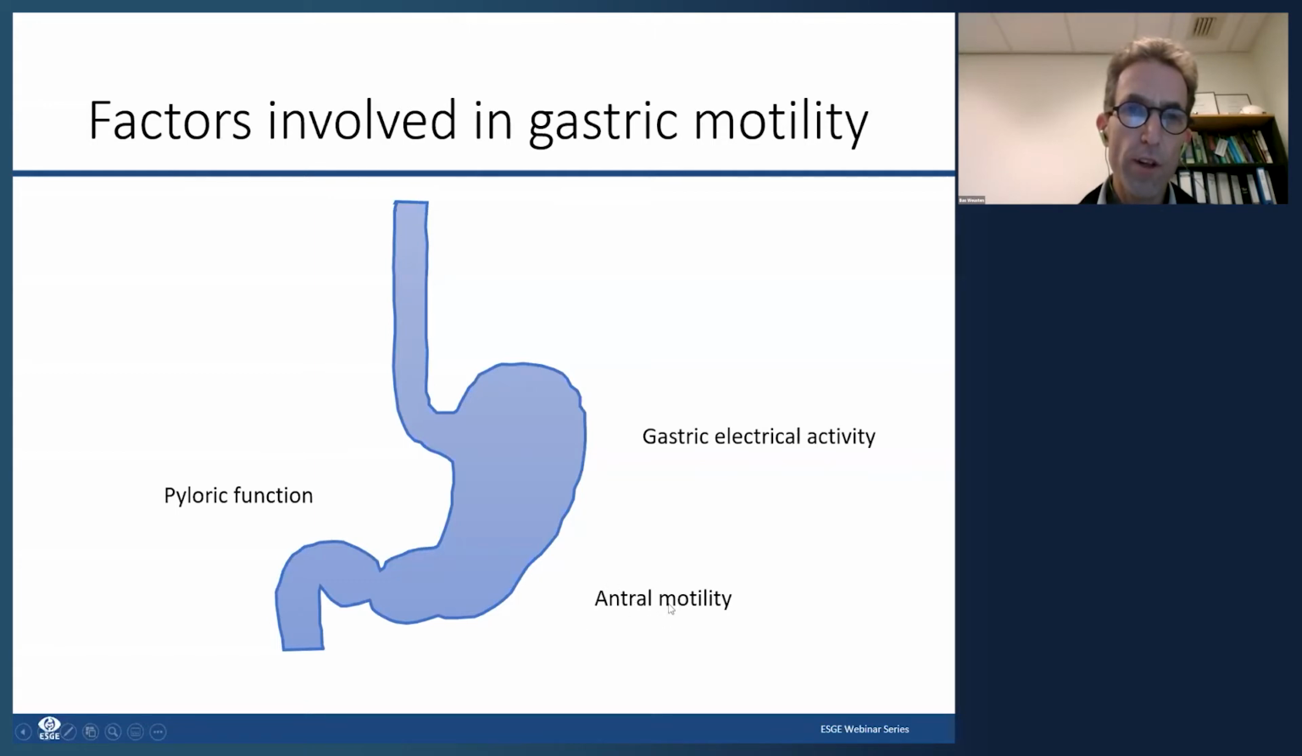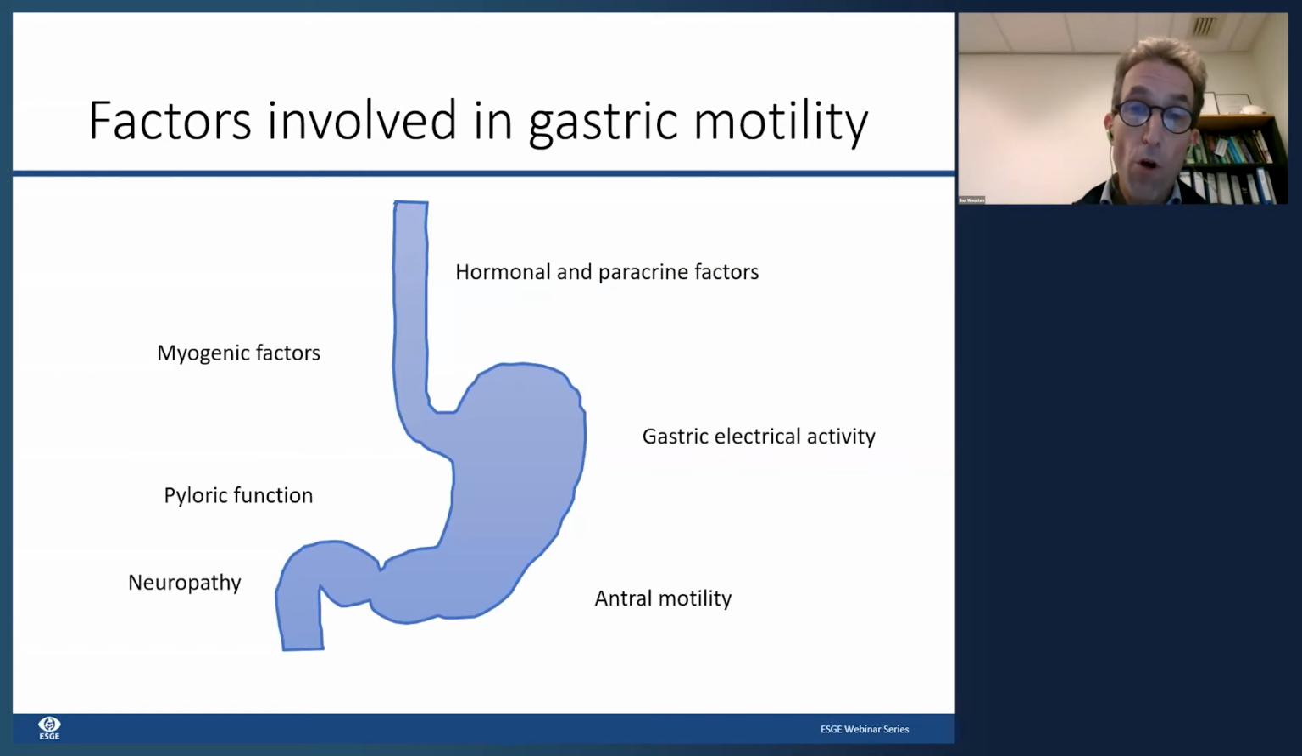And whether or not there's enteral motility, that is guided also by the vagal nerve. And there's the pyloric function, of course, but there are many other factors. Of course, if there's a problem in the myocytes, then you can expect a delayed gastric emptying, but also neuropathy, of course, is a well-known cause, either diabetic or other causes of neuropathy. There are also many hormonal and paracrine factors involved in gastric motility. And if there are important electrolyte disturbances, such as hypocalcemia, you can get a decreased gastric emptying.